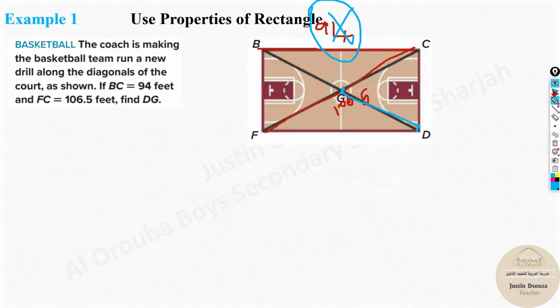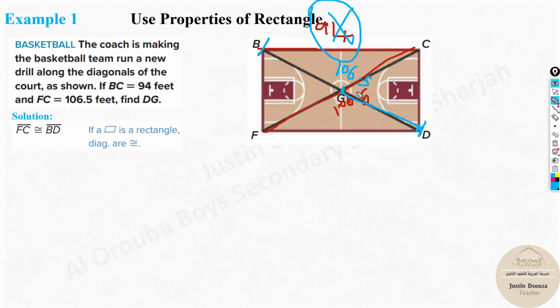Here, first of all, they have told us to use the properties of a rectangle. So this is a rectangle here. You can see it's 90 degrees. So now you must know that in a rectangle the diagonals are equal. This is the first thing. The diagonals are congruent to each other. So if this is 106.5, then this entire B to D would also be 106.5.